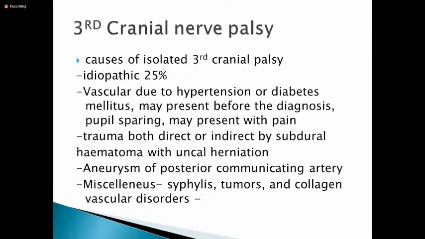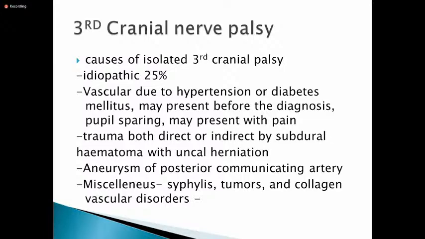So briefly on third cranial nerve palsy: I said the third cranial nerve is the one that supplies the levator muscle. Once it is affected, there will be ptosis, in most cases severe, because it contributes most of the movement of the eyelid. The causes of third cranial nerve palsy: in around a quarter of cases it is idiopathic. Other causes could be vascular. Vascular causes are due to conditions like hypertension or diabetes mellitus, when there is a vasculopathy, and because of the vasculopathy the nerve is not well supplied by blood, which causes ptosis.